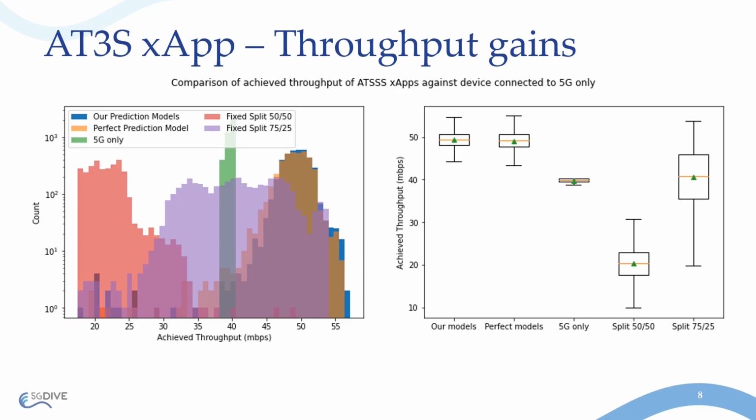These results show the xApp and its derived rules enable significant gains in terms of throughput, but also, and importantly, load balancing across radio access technologies and traffic offloading capabilities to support 5G deployments.